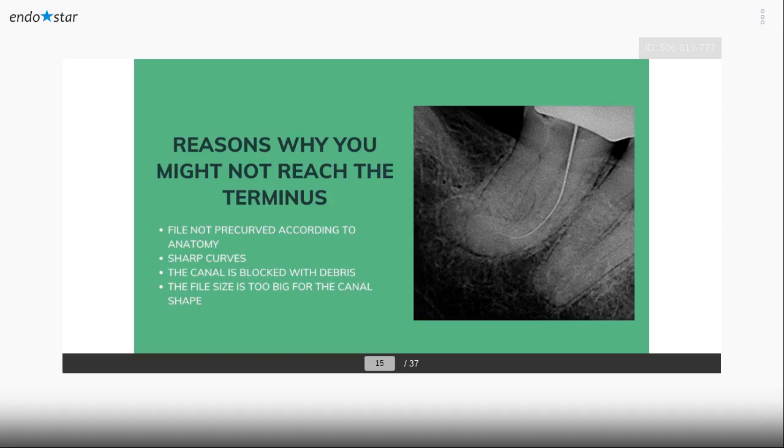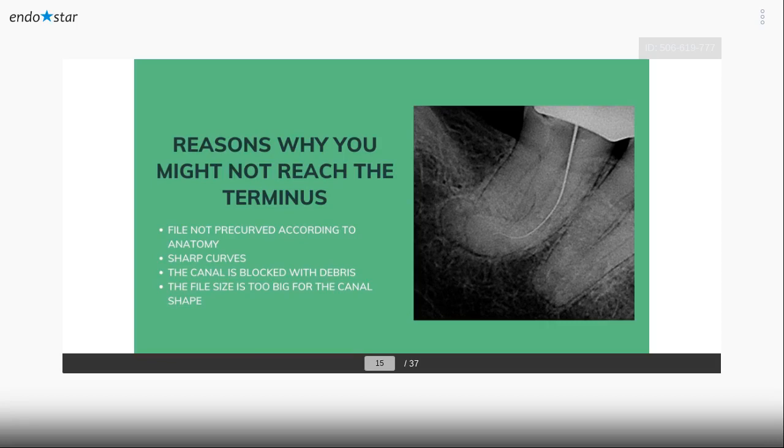Now let me show you how to verify or secure an initial established glide path. I have a video for this. Have a look. Here the file is already at the apex and I have recorded my working length. And I want to confirm my glide path now.